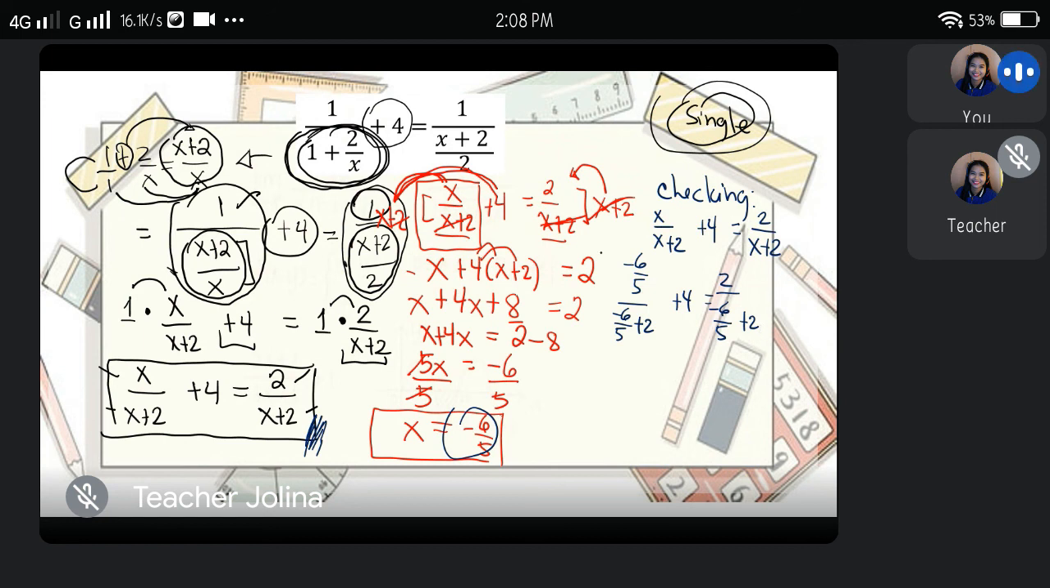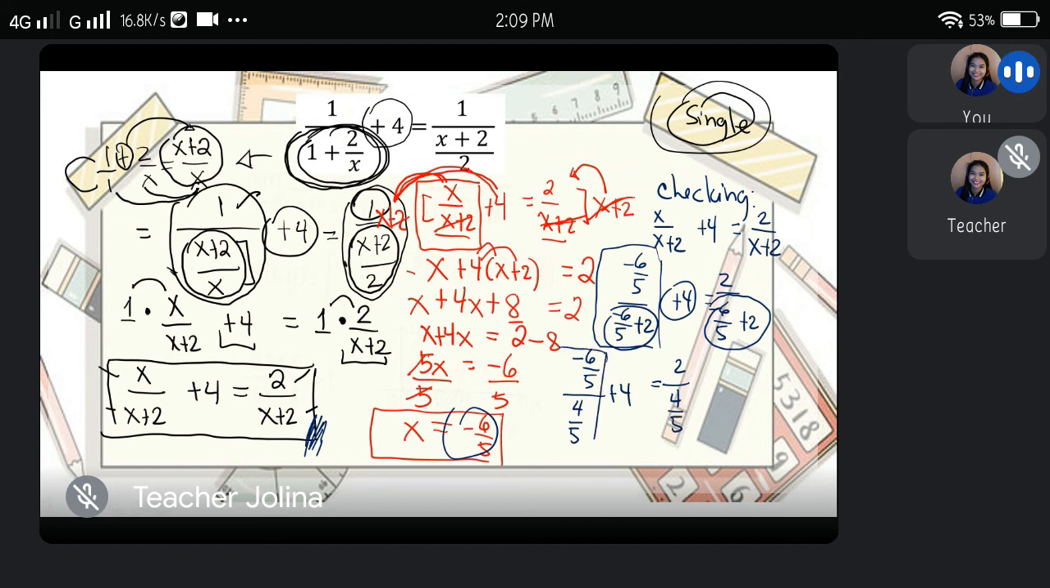Ito muna ang isimplify po muna natin, no? Okay? So, we have here negative 6 over 5 over negative 6 over 5 plus 2. The answer po dyan is 4 over 5. You can use your calculator to double check. And then, plus 4, kinopya ko lang po ito, equals 2 over negative 6 over 5 plus 2. It is also 4 over 5. Okay? And then after nun, simplify pa rin po natin to.